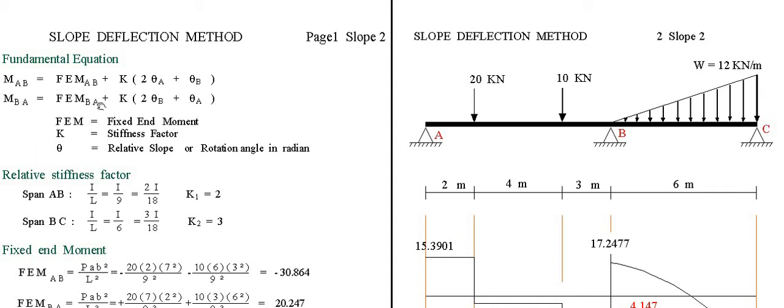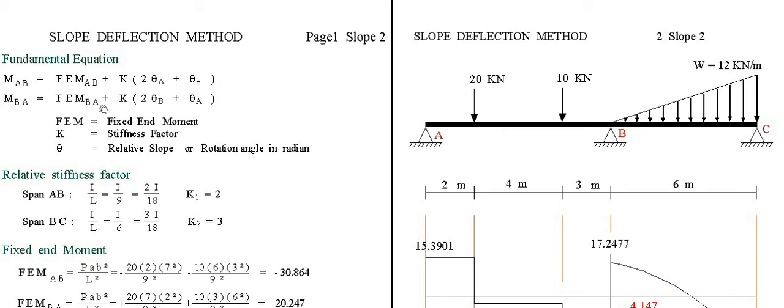The basic fundamental equation, we have these two: the moment on the left AB and the moment on the right BC. It is equal to the fixed end moment. If it is moment at AB, fixed end moment AB plus K, stiffness factor, times 2 theta A plus theta B.